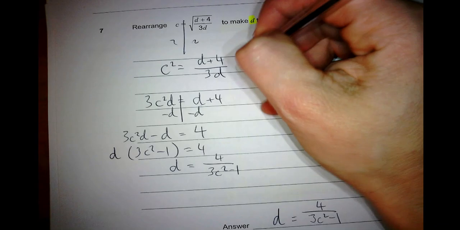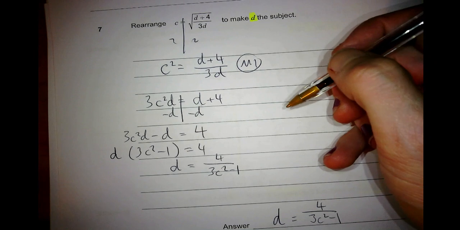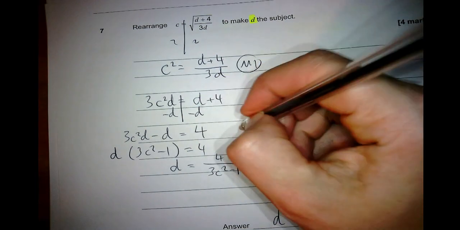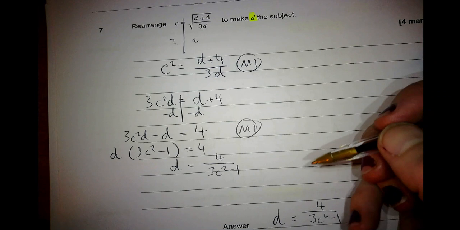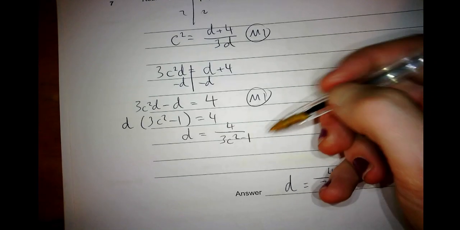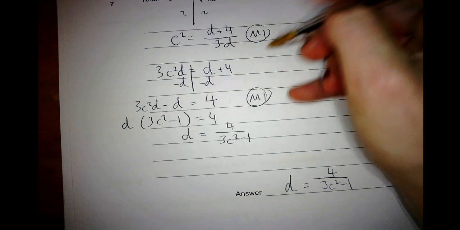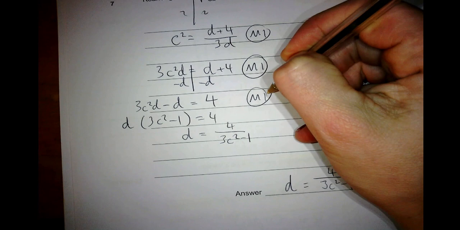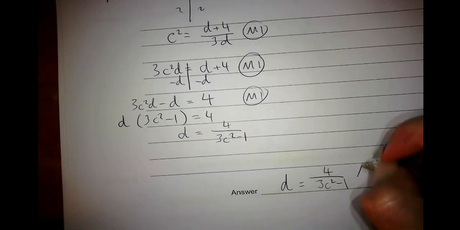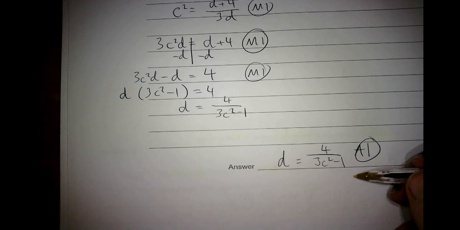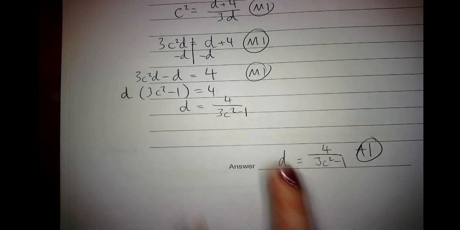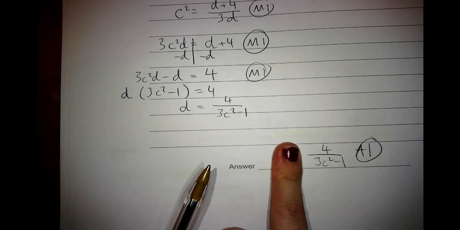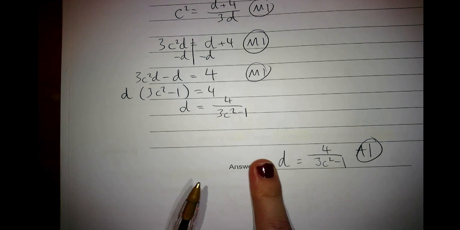You'd get 1 mark for squaring, that's your first step. 1 mark for getting up to this line, 1 mark for getting your d's onto one side, and then full marks for d is 4 over 3c squared minus 1. Be careful, if you haven't written your d, if you've just written 4 over 3c squared minus 1, you will lose a mark. For a formula, you have to have the d equals bit to get that fourth and final mark.